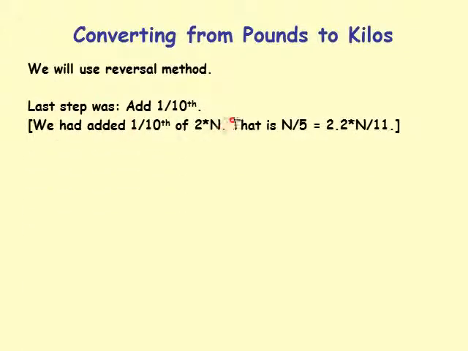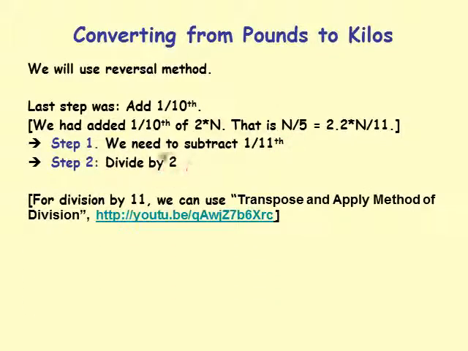We added a tenth of 2 times n, that is n by 5, which would be 2.2 times n divided by 11. So to get a real reversal, to revert the results, we have to subtract an 11th. But we will do an approximation here. Step 1, we need to subtract 1/11th of the pounds. Step 2, we divide that by 2.